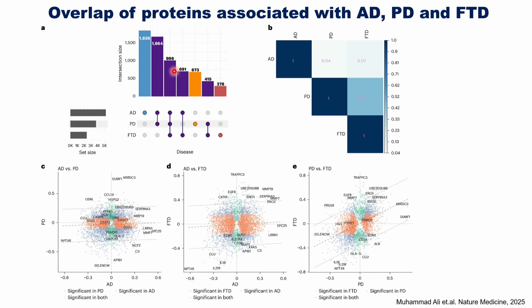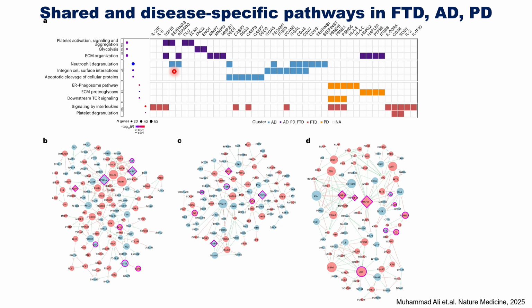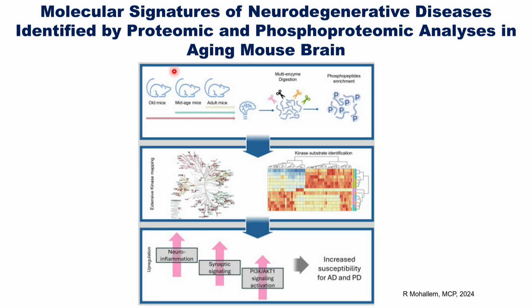Then you can go back and do the pathway mapping. As a homework, just for fun, you go to this paper, take these 996 proteins and put them in ShinyGO and see the magic. Then you will find out that this pathway is common to everyone and this pathway is specific, and this is the mapping of common and specific ones.